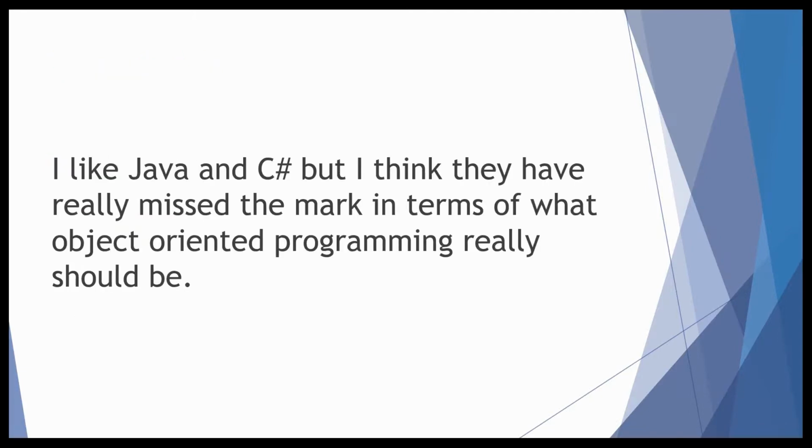So why are we kind of doing this, right? So I like Java, and C#'s nice, but I really think that they've missed the mark when it comes to object-oriented programming and what it should actually be. Because I feel that Java and C++ really force the concept on you of, this is an object-oriented programming language. You need to be object-oriented. You can't really do it any other way.